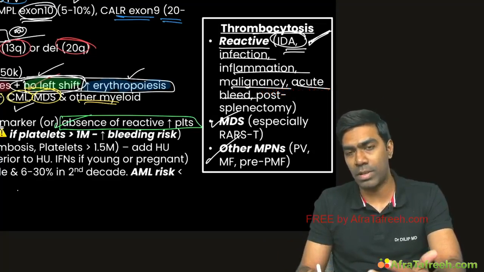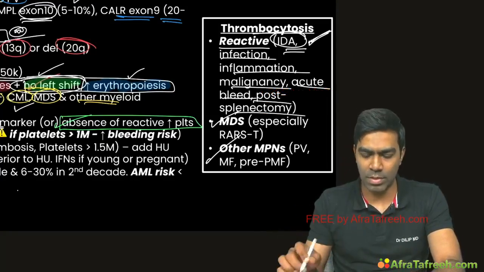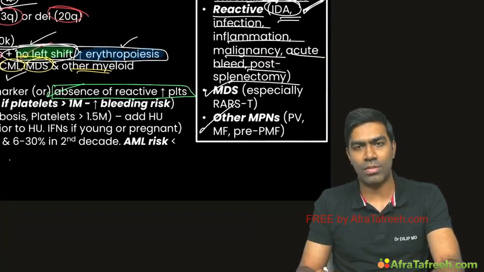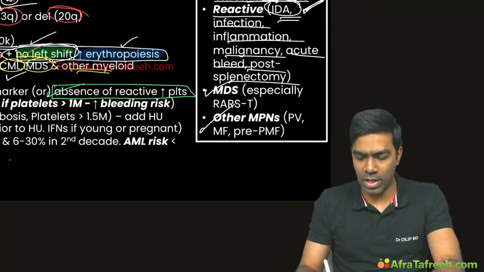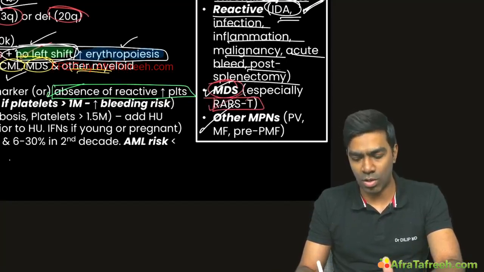And because the spleen sequesters a lot of blood cells, including RBCs and the platelets, after splenectomy, you can notice reactive thrombocytosis. And next, we have something called MDS, myelodysplastic syndrome, especially the RARS-T type, that is refractory anemia with ring sideroblasts and thrombocytosis type. So that is a kind of MDS/MPN overlap.